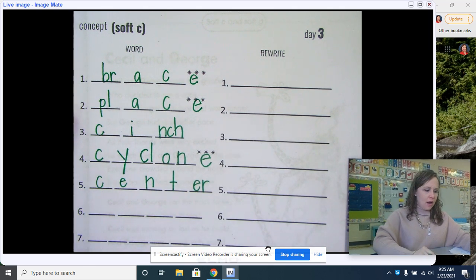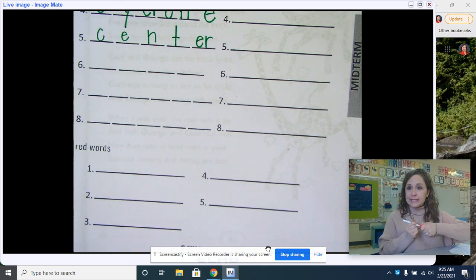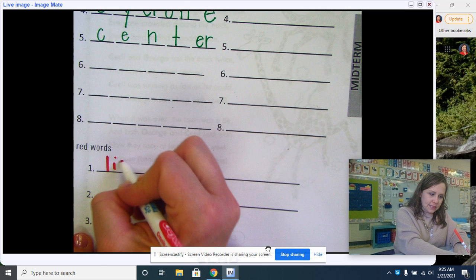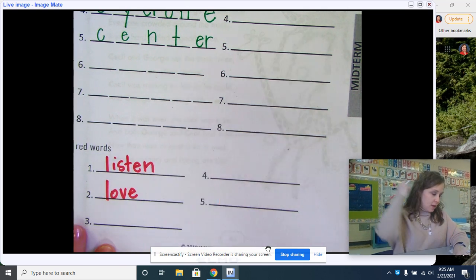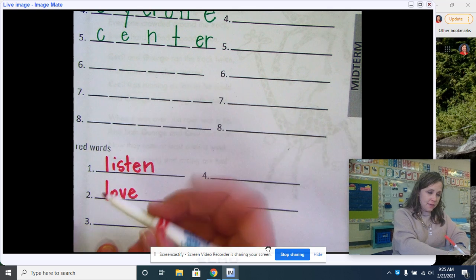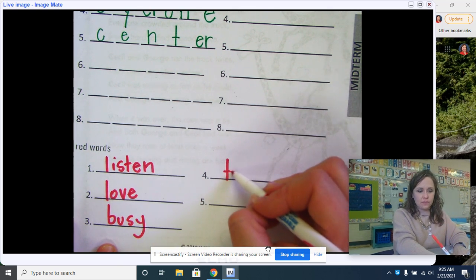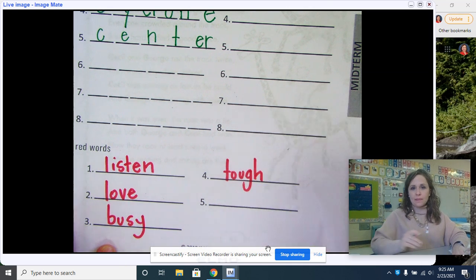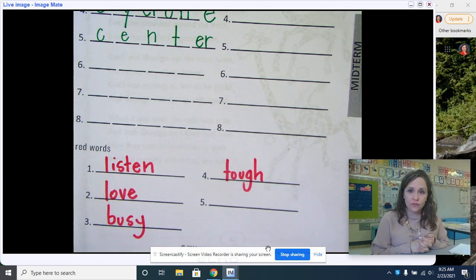Center. All right. The red words for this week are listen and love. That will be on your test. Listen and love. And then our new ones are busy and tough. Listen, love, busy, and tough.